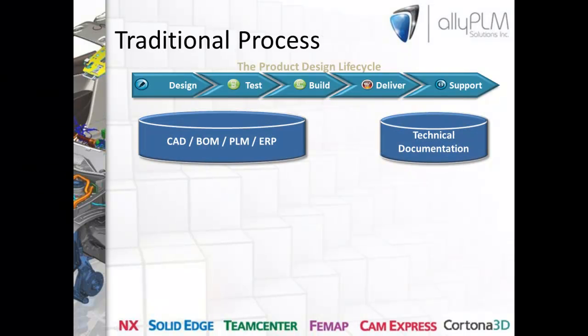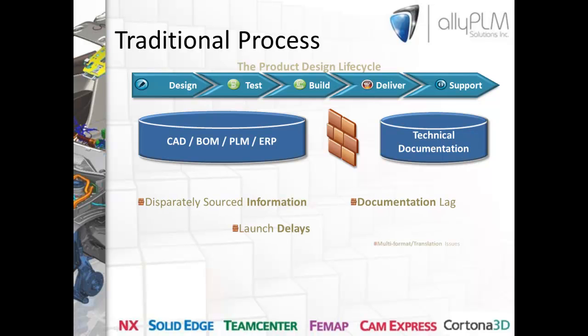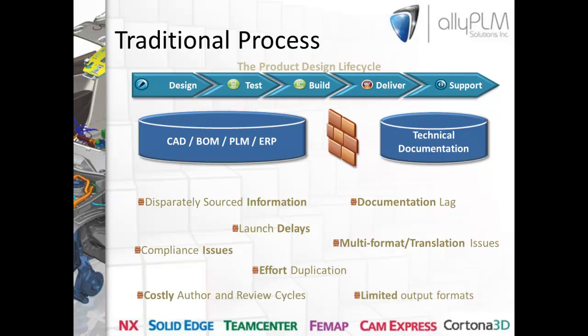So let's take a look at the traditional process for a product design lifecycle. We all know that when we look at this traditional product design lifecycle, at a very basic level there are 5 different phases: design, test, build, deliver, and support. And it's during the last 2 phases that most of the technical documentation is created. However, there seems to be a wall separating the engineering data and the technical publication data. And then to make matters worse, their traditional authoring processes are labor intensive.